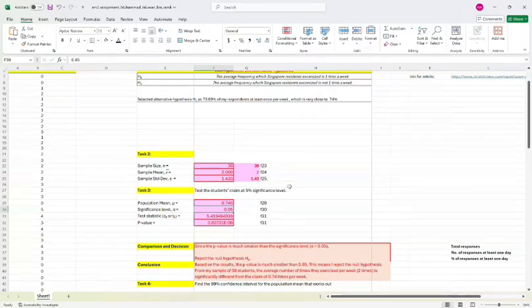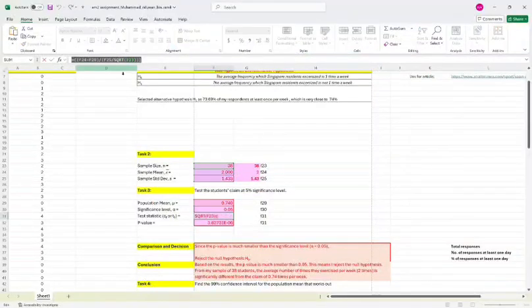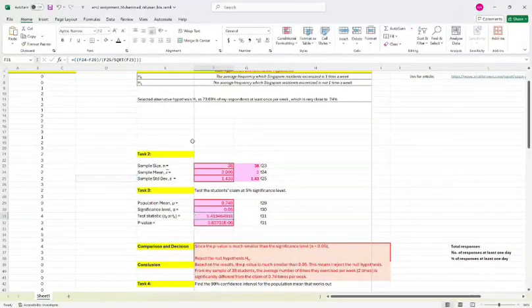Okay, for the test statistic, the formula is the sample mean minus the population mean, divided by the sample standard deviation divided by the square root of the sample size. This is the formula. This gives us T0, which shows how far our sample mean is from the population mean in terms of standard error.